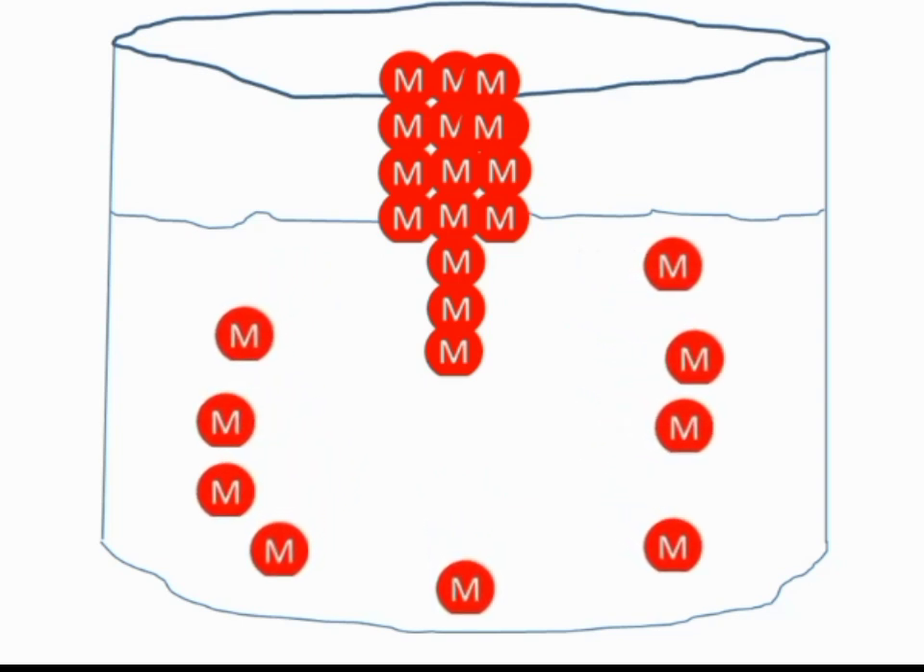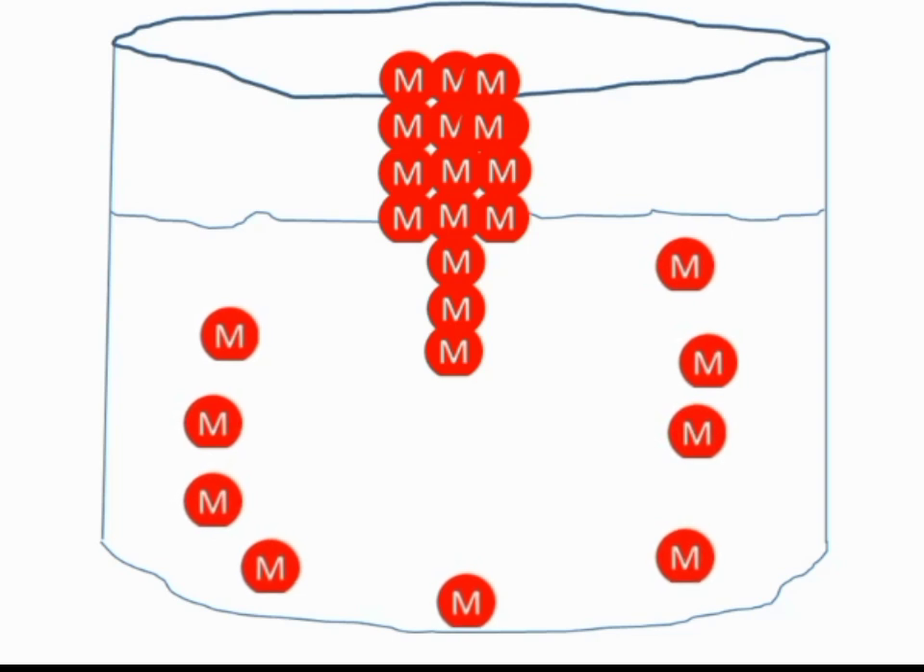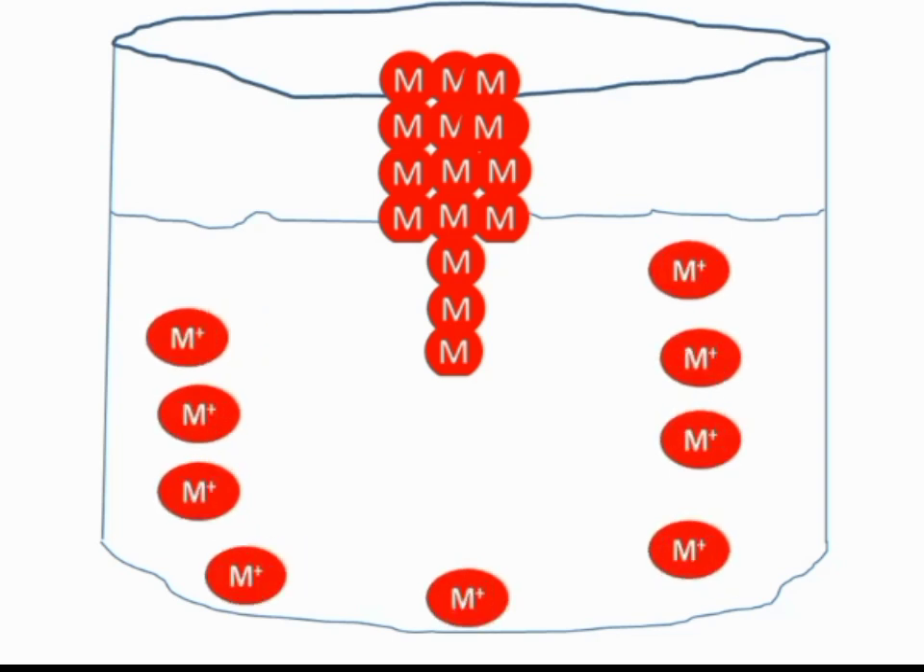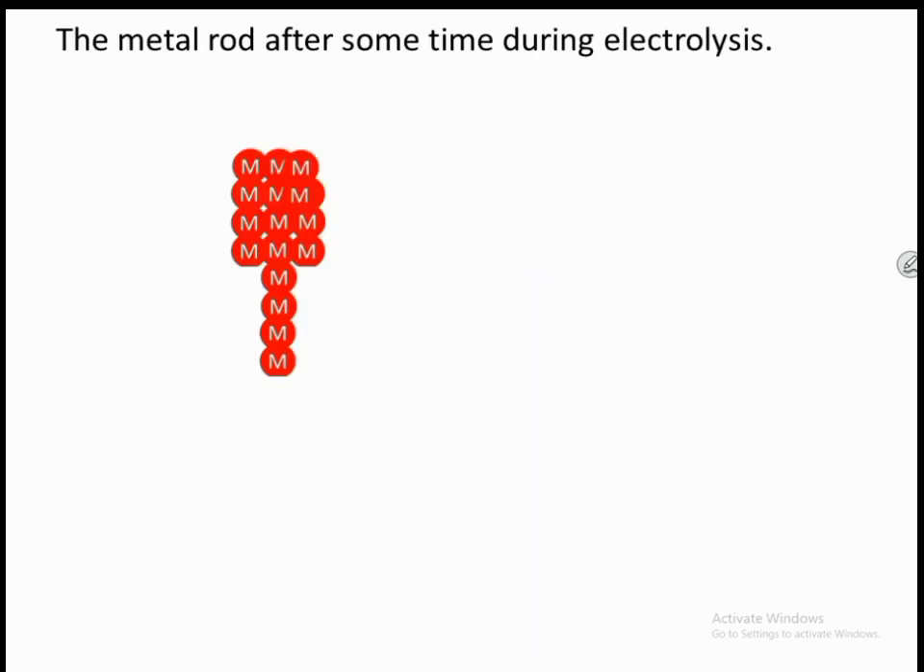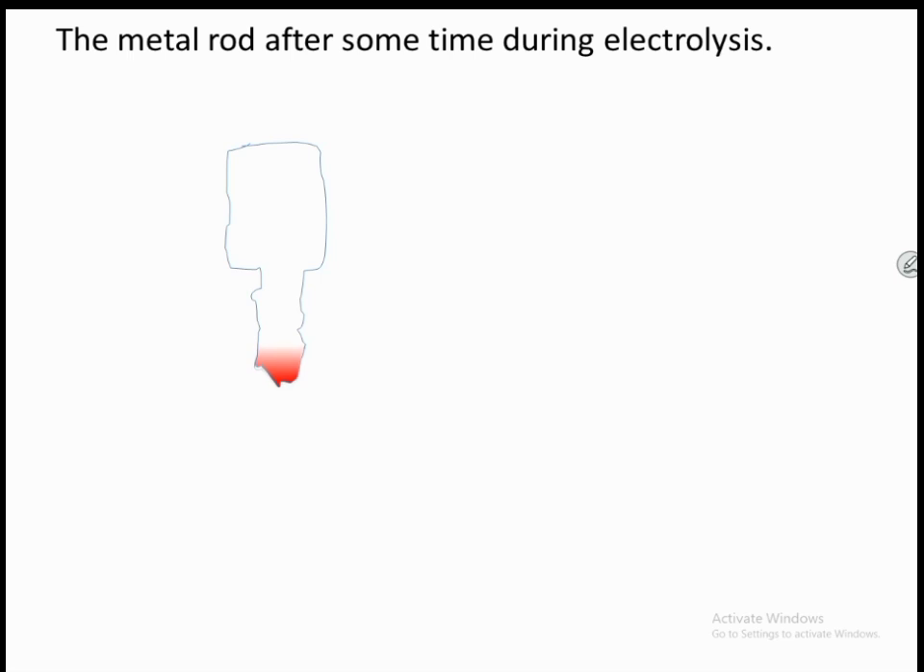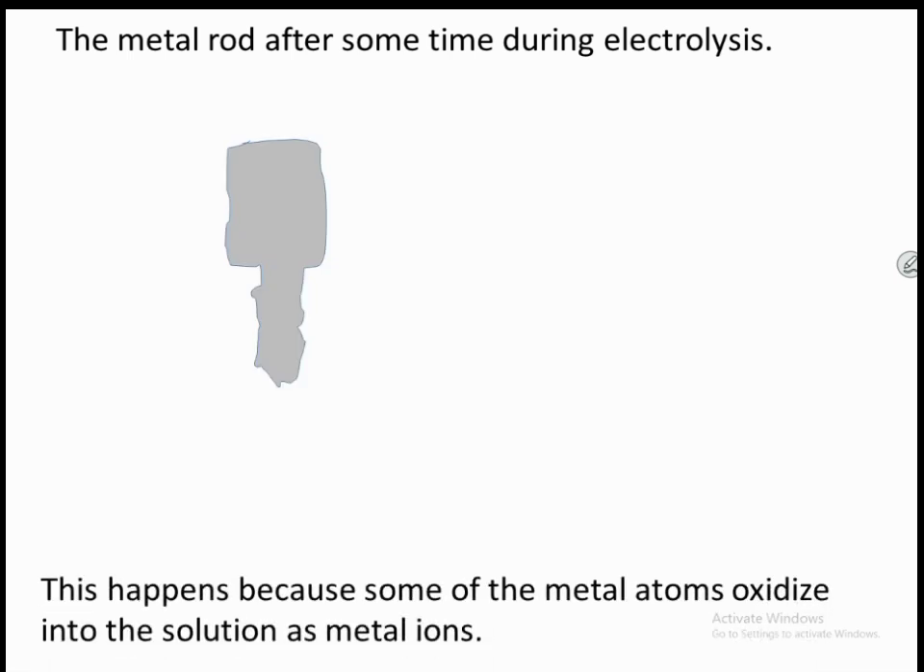Even as it gets oxidized into solution, the metal rod gets depleted as time goes on, until the battery dies completely, or until the metal is completely depleted. All right, now the rod after some time is depleted. That's what it means. So this is your depleted rod at the end of the day. This happened because some of the metal atoms were oxidizing into the solution.